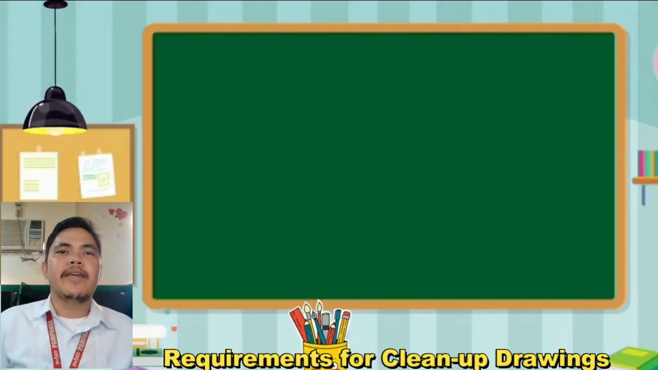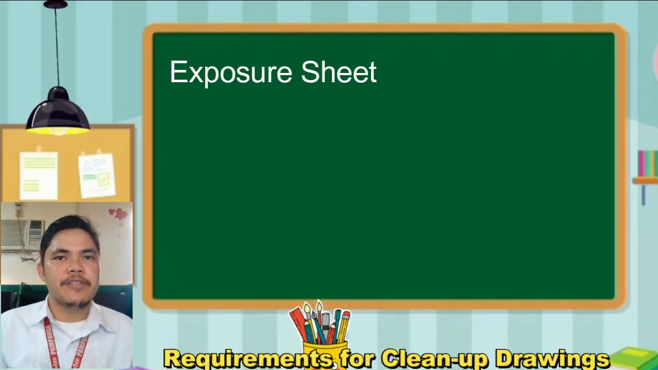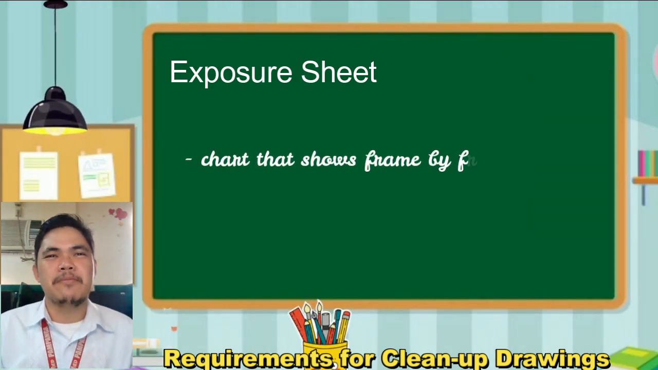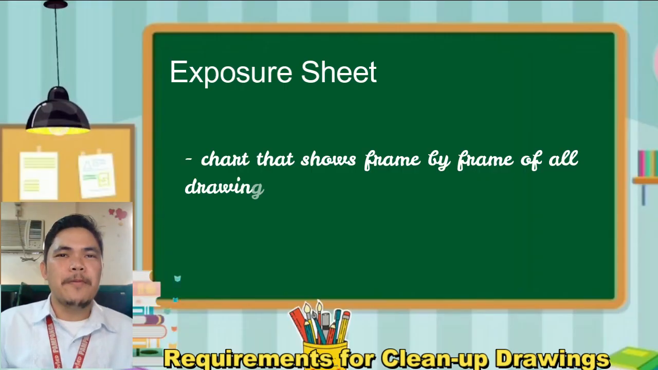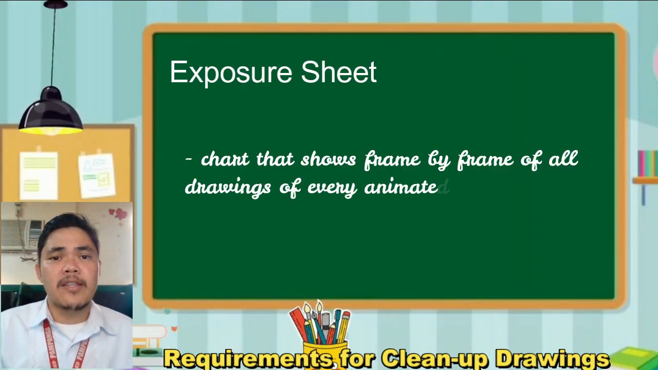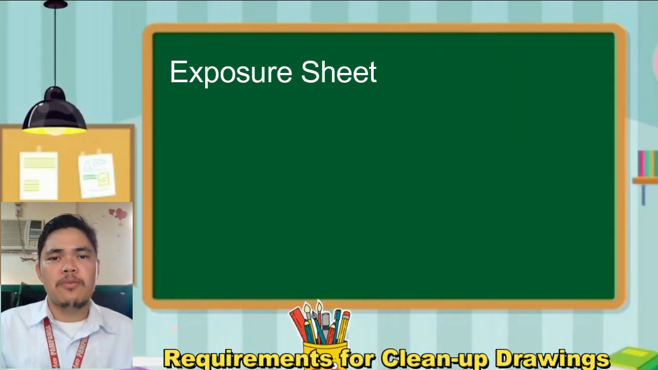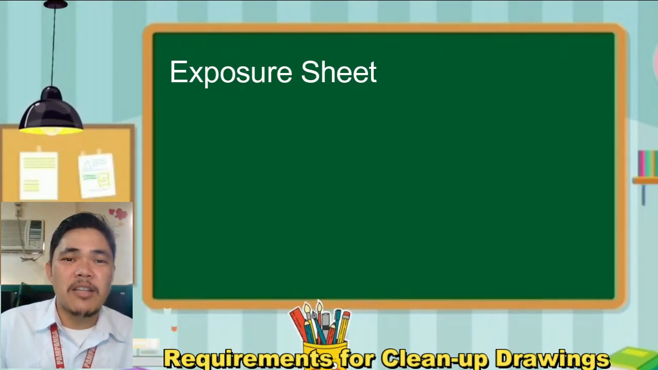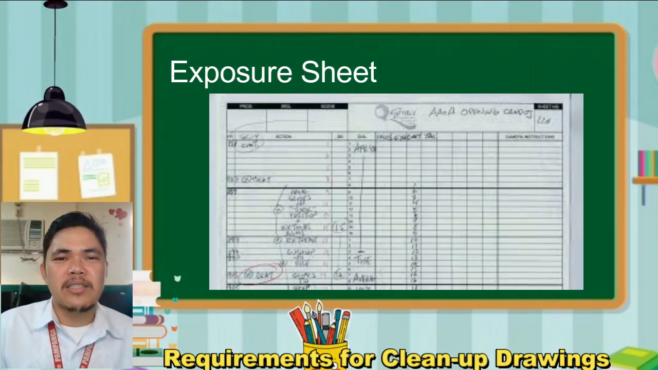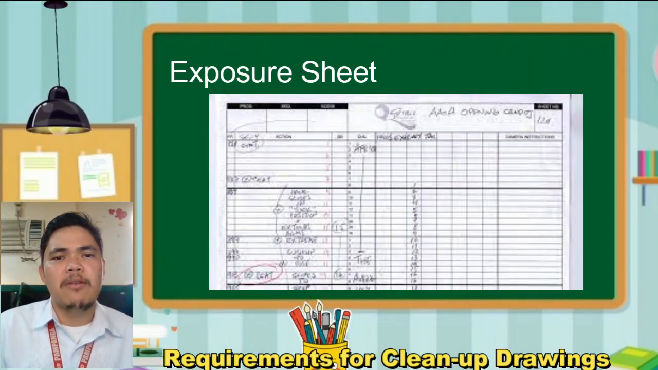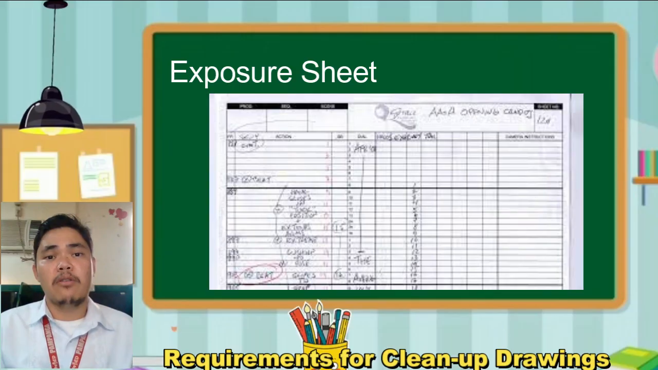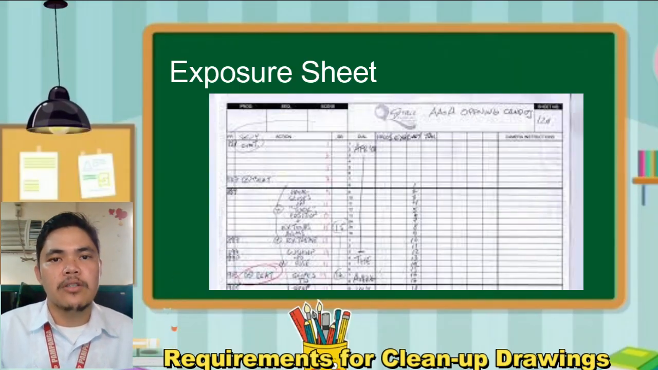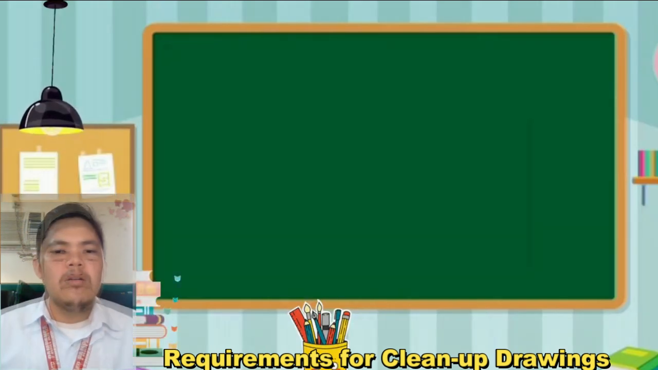We have what we call the exposure sheet. So what is exposure sheet? Exposure sheet is a chart that shows frame by frame of all drawings of every animated scene. So we already discussed this one, no, on what is an exposure sheet. So ginagamit to parang pinaka-layout ng buong animation series. So ganito yung itsura ng isang exposure sheet. So we'll be having more on this when we are about to make animations, no? Using different applications and traditional animation.